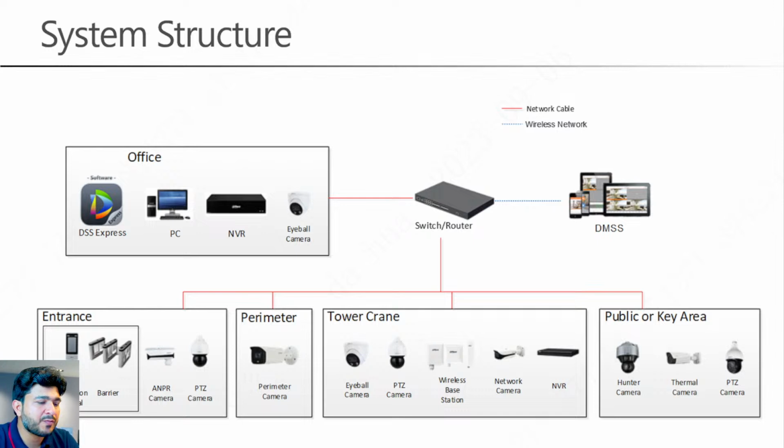On the tower crane, we can use a normal eyeball camera or PTZ camera, but as you know, if we are using a camera on the crane, there will definitely be a cable pulling challenge. To overcome that, we can use a wireless base station to connect wirelessly. I mean, we can do point-to-point connectivity. Then other network cameras also we can use for general monitoring, and NVR we can use for the recording.